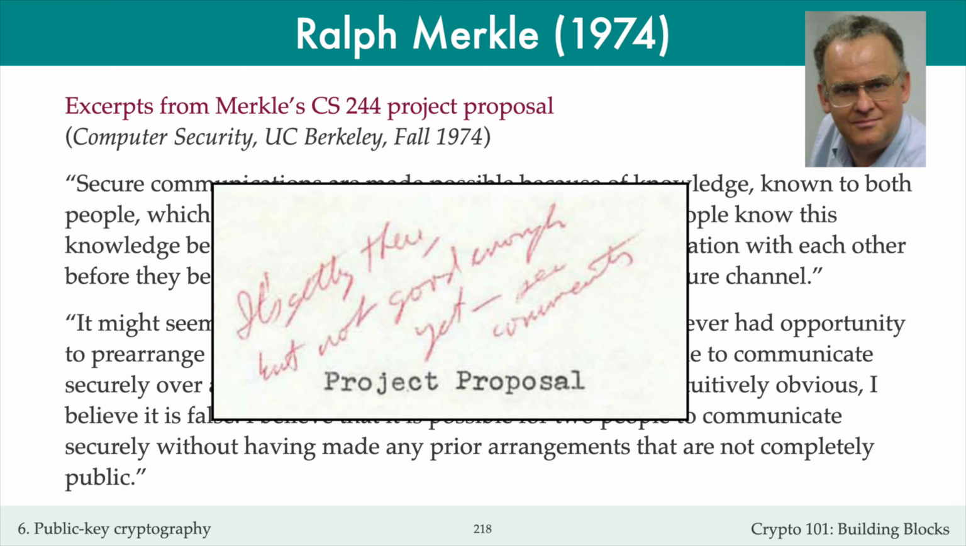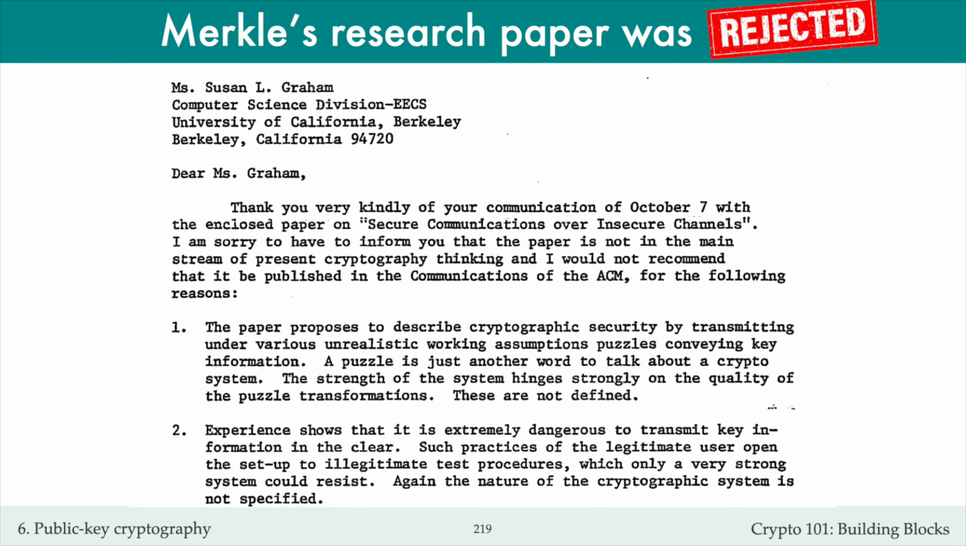The professor still didn't understand Merkle's ideas, and so he asked Merkle to rewrite the proposal once again. This frustrated Merkle, and he dropped the course. So Merkle worked on the idea of public key cryptography on his own. Merkle later submitted a paper for publication in the Journal of the Communications of the ACM. This is a well-respected computer science journal. However, the paper was rejected. The referees did not understand the idea of public key cryptography.